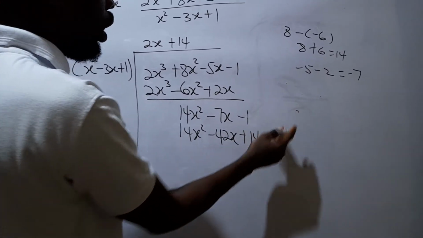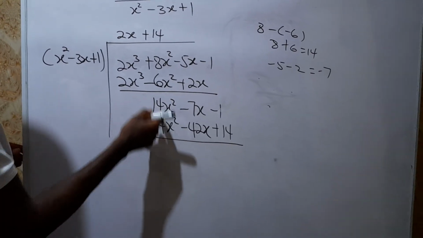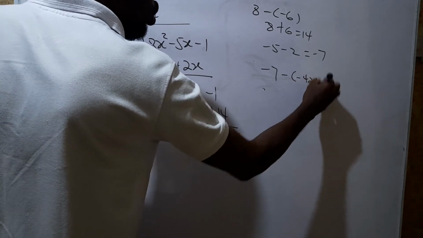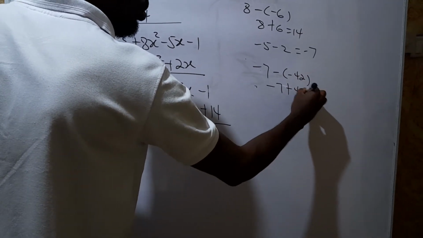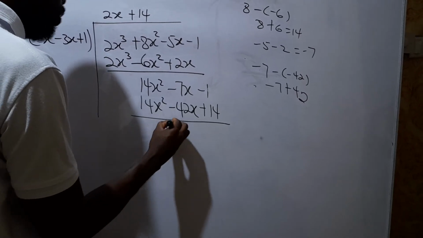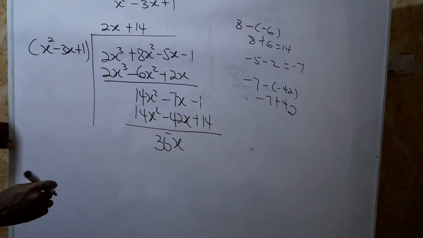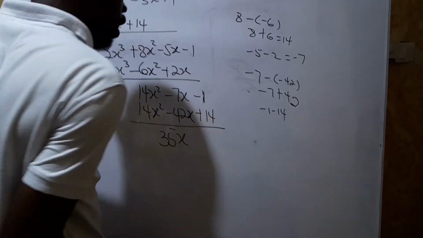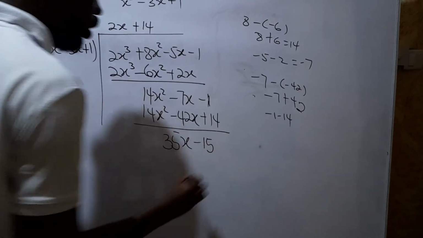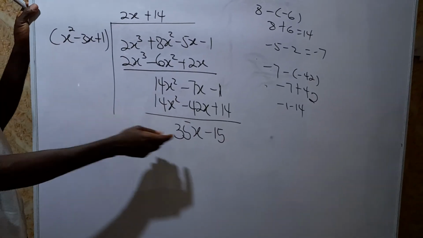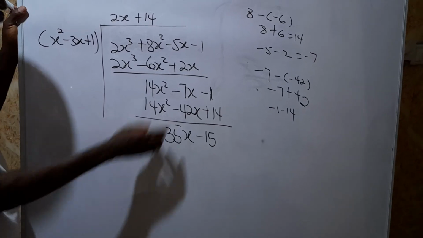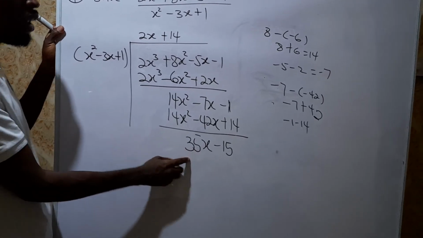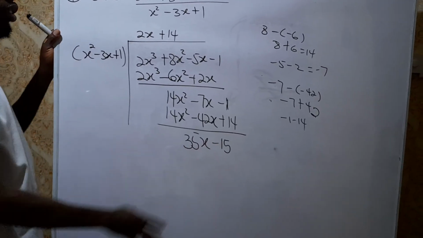What next? We subtract. So this from this will be 0, then this from this, that will be negative 7 minus negative 42. That will be negative 7 plus 42, and that will be 35x. Then negative 1 minus 14 will be negative 15. Now if we realize that there is still a number to be divided, that's why after subtracting we did not get 0, and this is less than that, then it means that this is the remainder. So there is a remainder there.